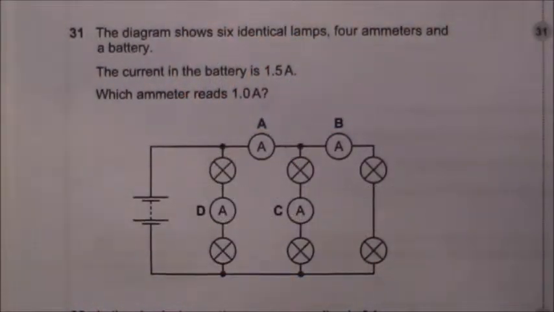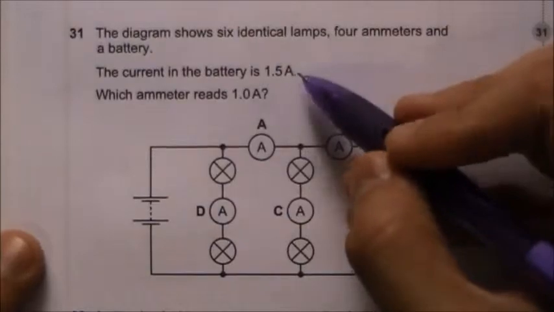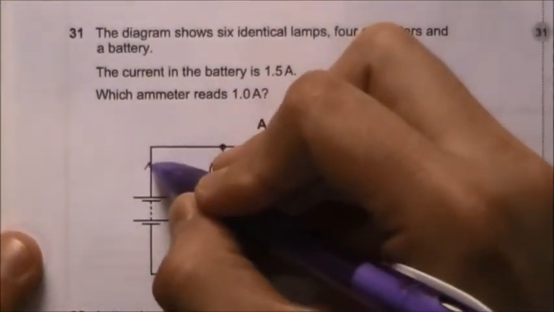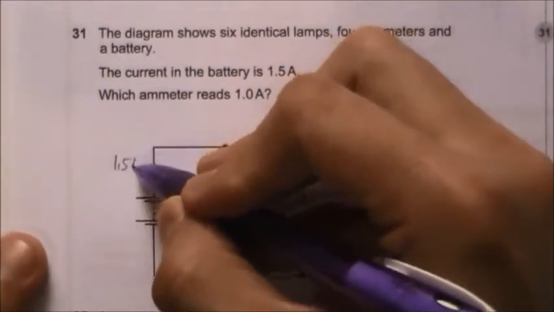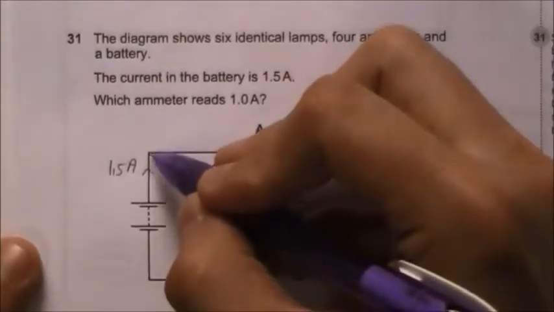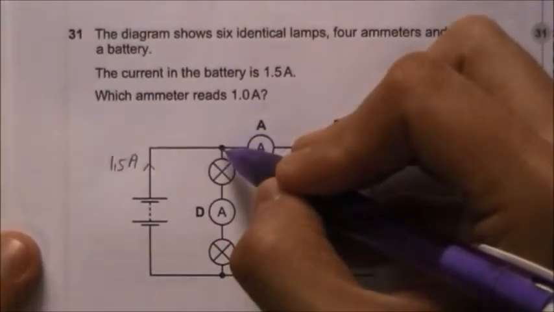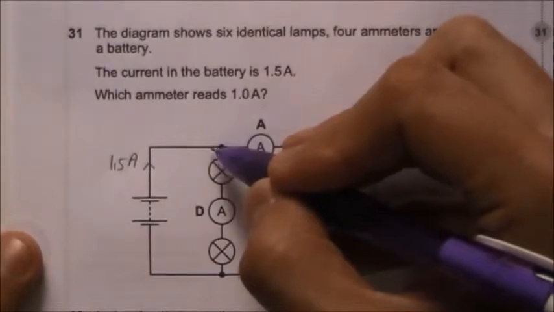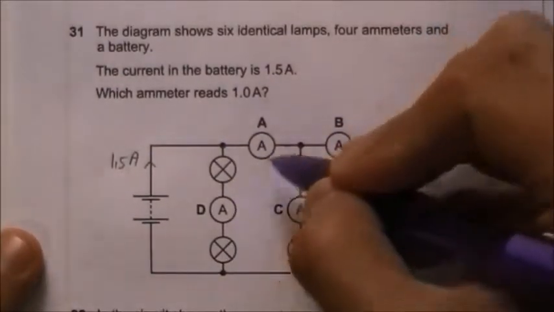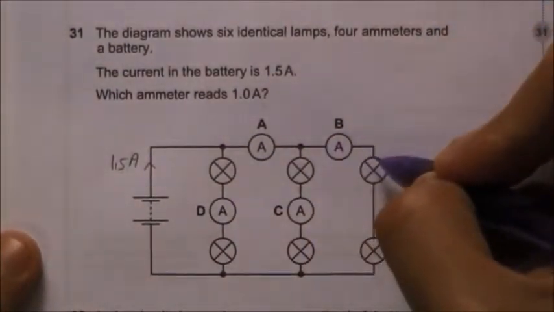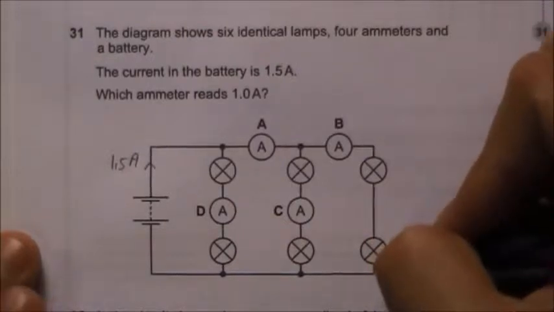To solve this question, we have to trace the current flow in the entire circuit. From the information here, we know that 1.5 ampere of current will flow out of the battery, and when it reaches this junction, it will branch out into the first branch, second branch, and third branch, all connected in parallel.